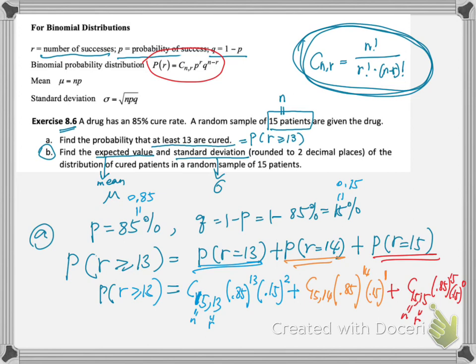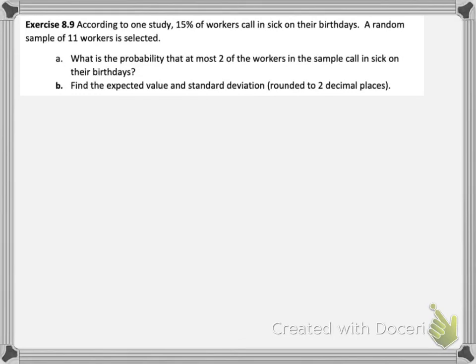We already tested the notation C and R for smaller numbers before this kind of question. So this is 8.6. So now let's look at 8.9.